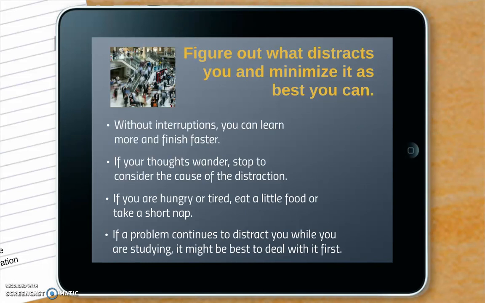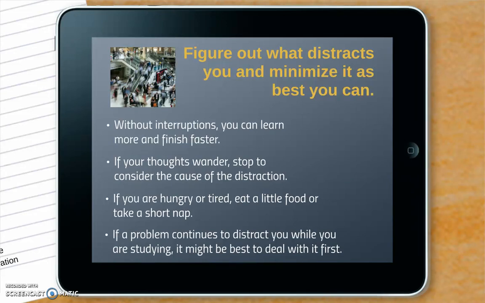If your thoughts continually wander, stop to consider the cause of the distraction. When you notice yourself daydreaming, put a mark on your paper to remind you to get back to work. If you are hungry or tired, eat a little food or take a short nap. Being alert is essential if you are to think and learn.